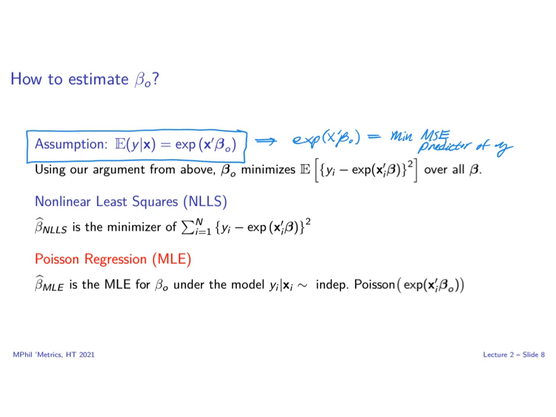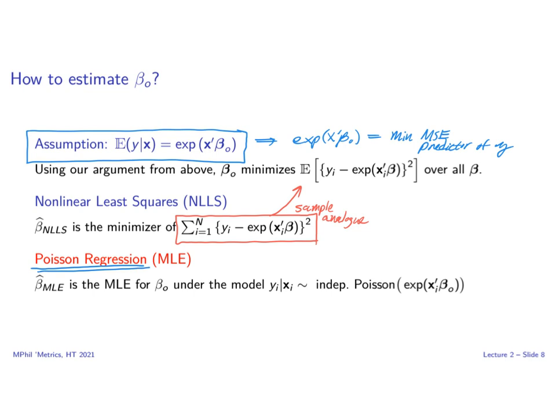Well, one idea is to use the so-called nonlinear least squares estimator. This is defined as the minimizer of the sum from i equals 1 to n of (y_i minus e to the x_i prime beta) quantity squared. This is effectively the sample analog of the mean squared error from above. There's nothing wrong with the nonlinear least squares idea, but in practice it's much more common to use Poisson regression to solve this problem, for a reason that we'll discuss at the very end of this sequence of videos.